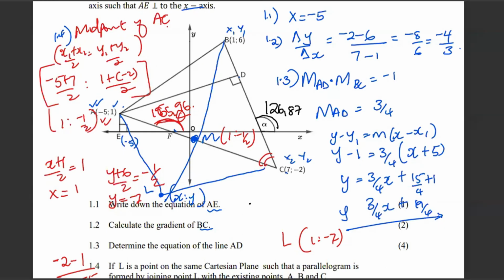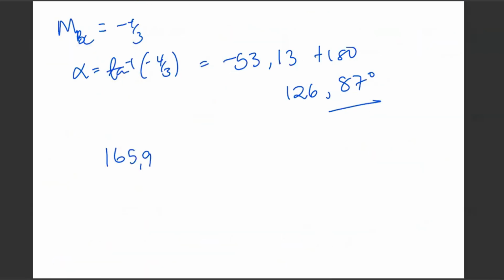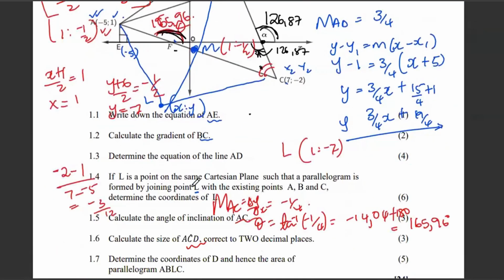Now, what we see is that if this is 126.87, then this one will also be 126.87. You can say F, I don't know which point this is. Then I know that these two will be interior angles, and this 165 should be exterior. So the answer should be 165.96, and we are subtracting 126.87. That gives me 39.09 degrees. So that is how we would have obtained that particular angle.